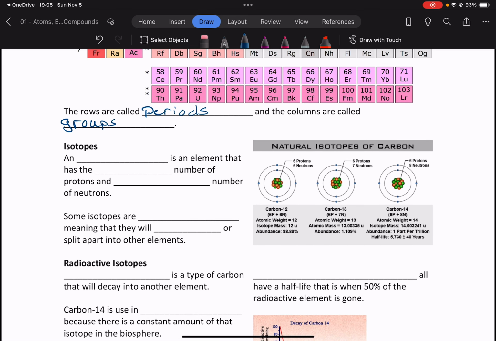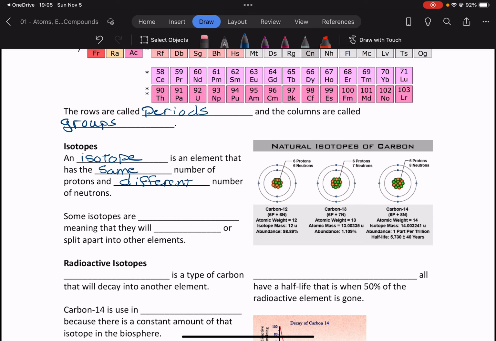A lot of elements have isotopes. An isotope is an element that has the same number of protons and a different number of neutrons. I've got a picture over here with carbon 12, carbon 13, and carbon 14. We list the mass. Carbon 12, which is the one most commonly found in nature, has 6 protons and 6 neutrons. That's the most common way to look at it.